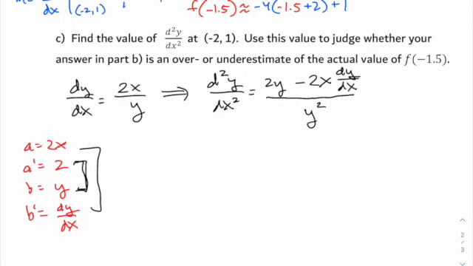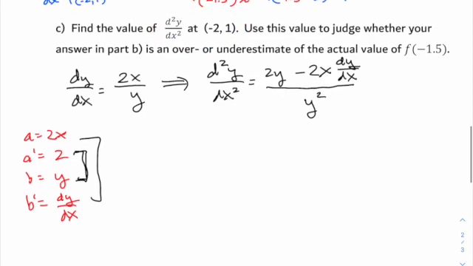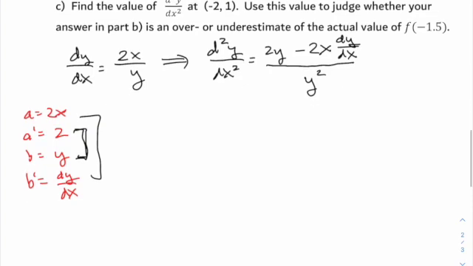And if they were asking you to find the second derivative in terms of x and y, remember this is where you could take dy/dx and replace it with this equation and do a bunch of simplification. But if you notice, it just said find the value of the second derivative at this point. So I'm not going to waste a whole lot of time playing around with algebraic values. I'm going to get right to it and plug this point in.